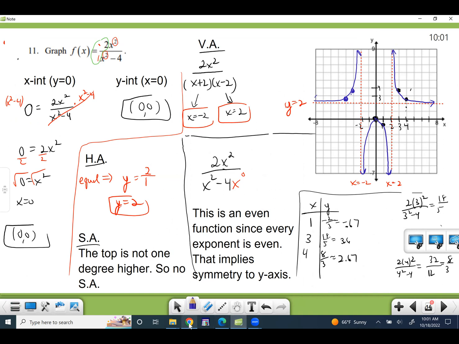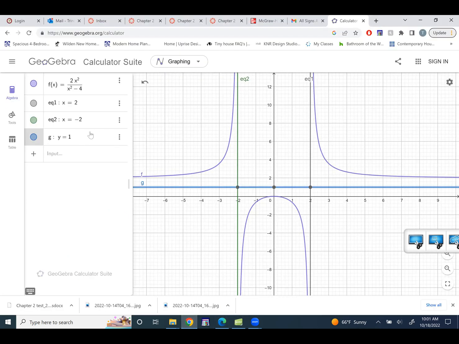That's the vertical asymptote. Just kidding. I always think I remember and I don't. There we go. That's even better. Okay. All right. So it looks very good.